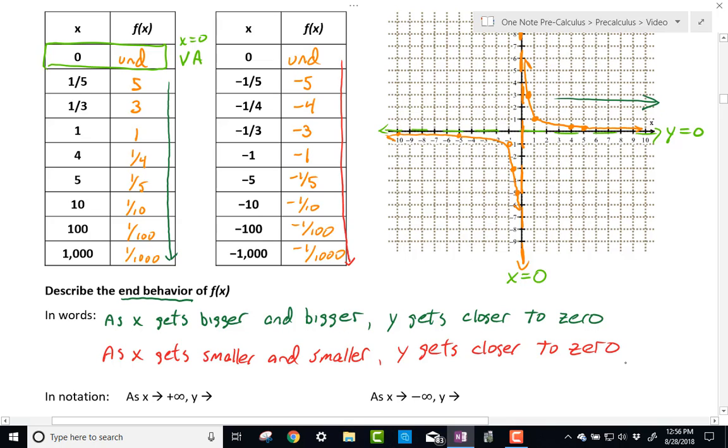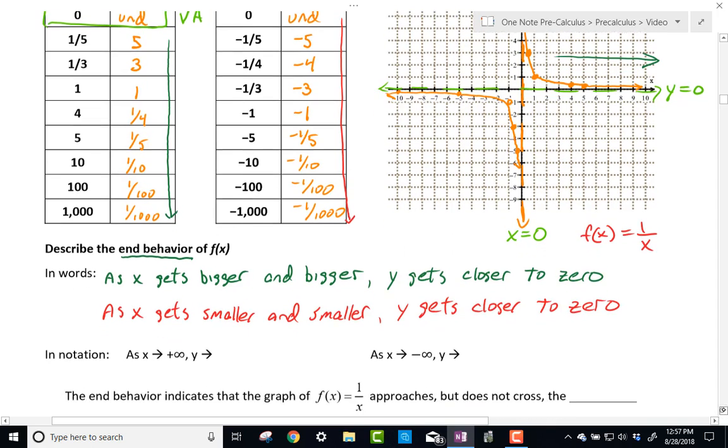Because no matter what you put in the bottom of the function, remember our function was f of x equals 1 over x. So no matter what number I put in the bottom of there, as long as it's not 0, I'm going to get a number. And the bigger x gets, the smaller this fraction gets. Or I should say, the closer it gets to 0, not necessarily the smaller.